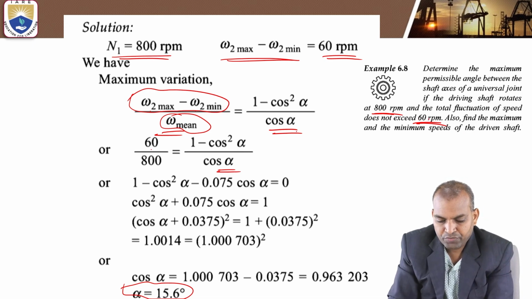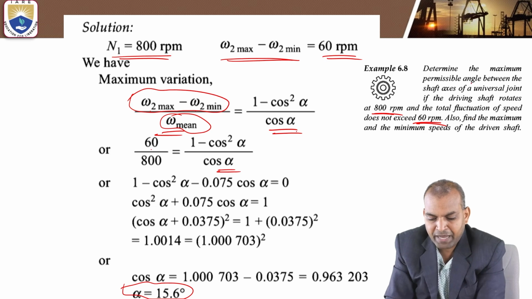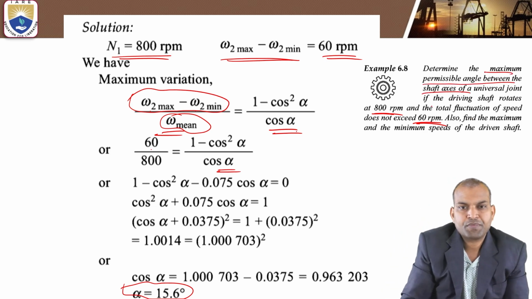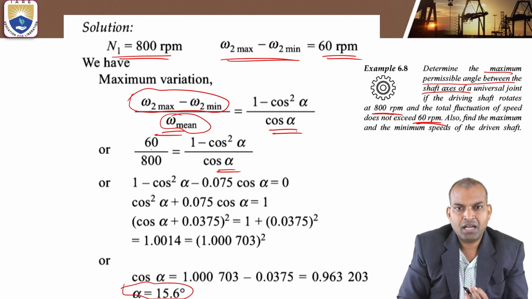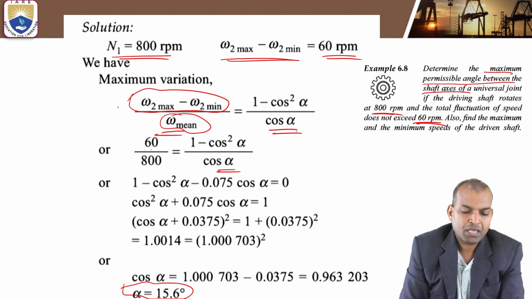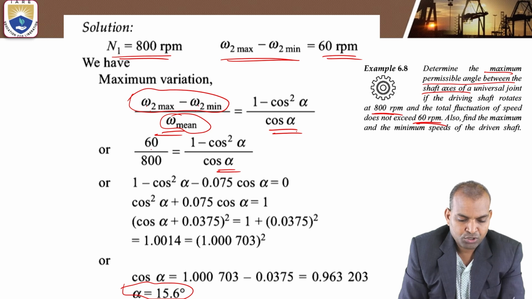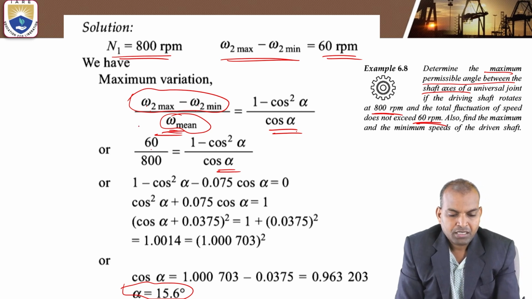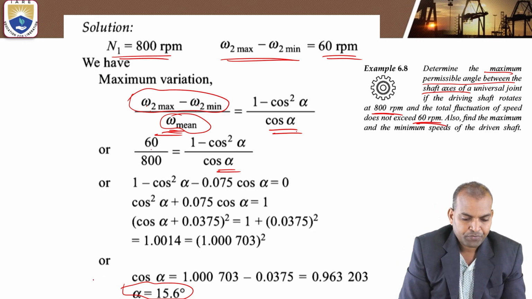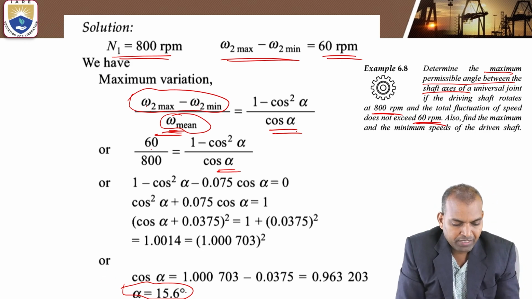Determine the maximum permissible angle between the shaft axes. The maximum permissible angle is alpha. That alpha we found from this formula, that is the maximum variation, omega 2 maximum minus omega 2 minimum by omega mean. Omega mean is the driving shaft speed. We consider here 800 revolutions per minute. In that manner, we have to solve for the angle.